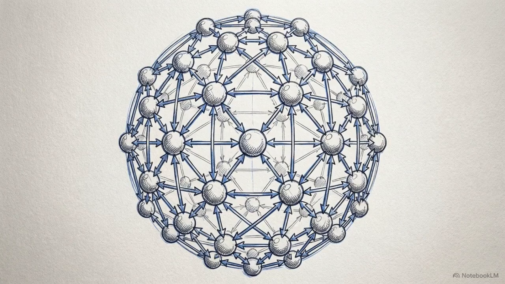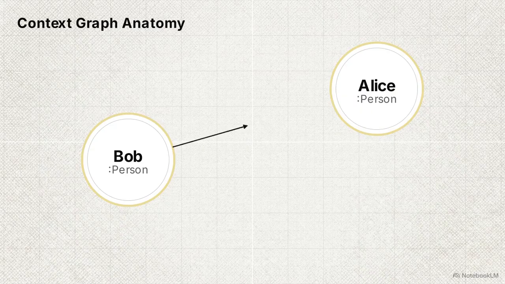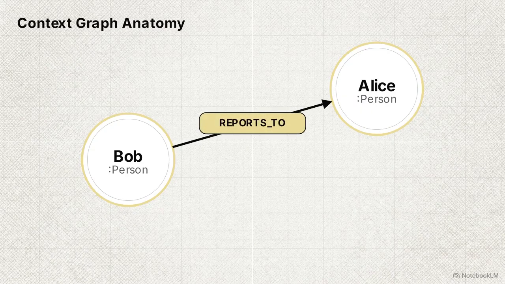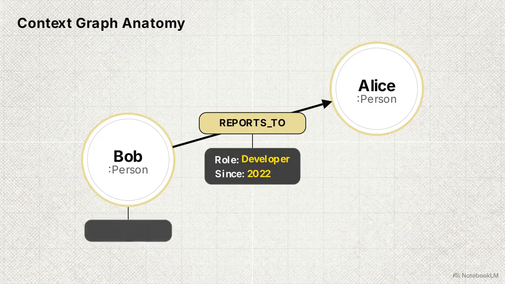A context graph replaces isolated facts with a structured map of knowledge built on 3 core components. Look at this structural model. The first component is a node. Nodes represent distinct entities, like people or projects, and possess specific types. The second component is an edge. Edges are directed, labeled connections that give the relationship between nodes a rigid meaning. The third component is properties. These are key value attributes attached to both nodes and edges to store metadata, like dates and statuses.